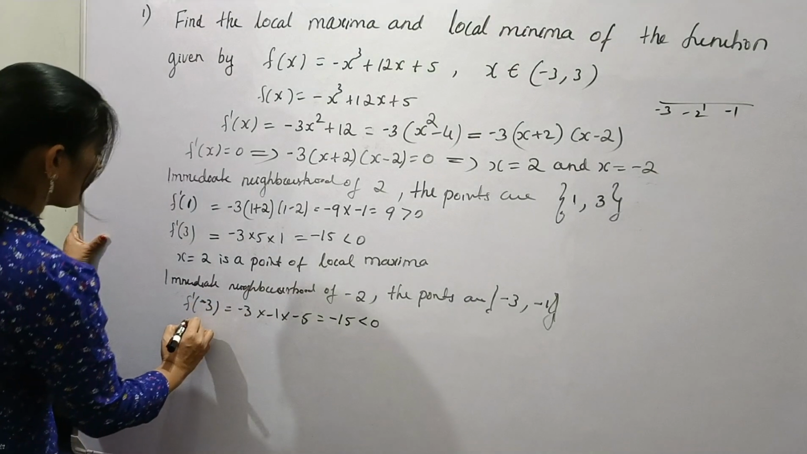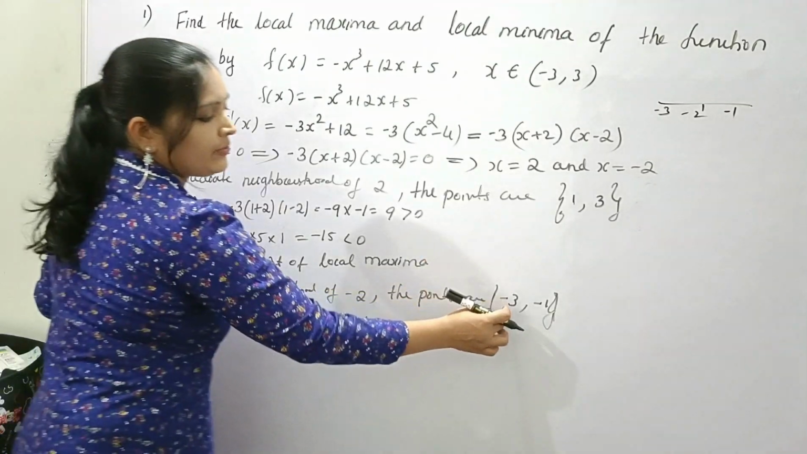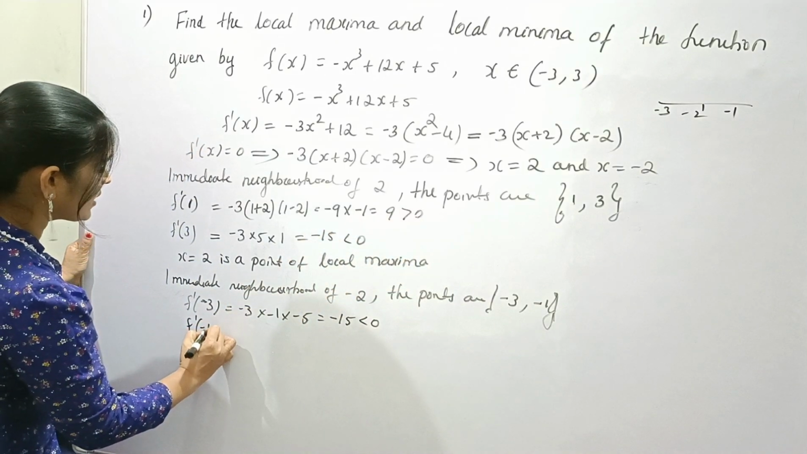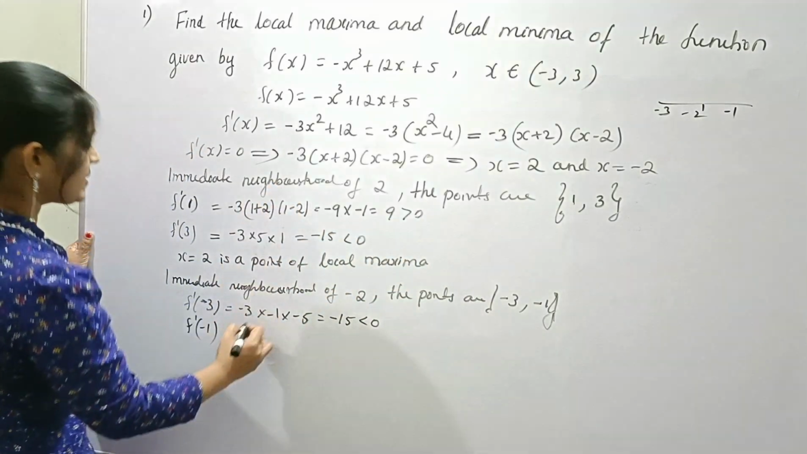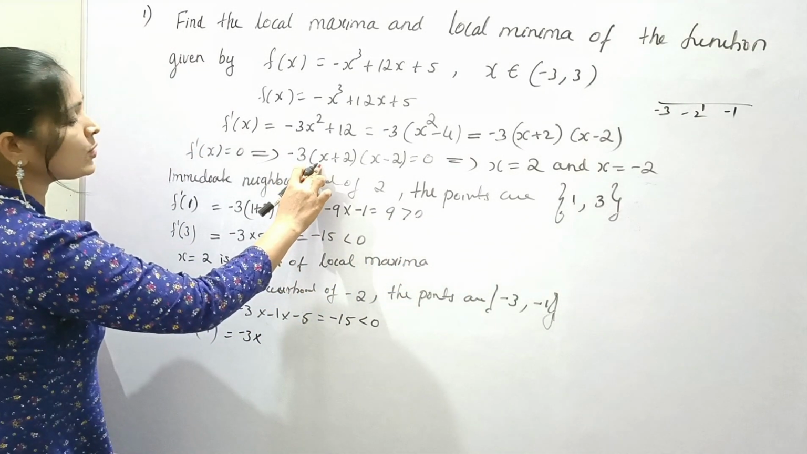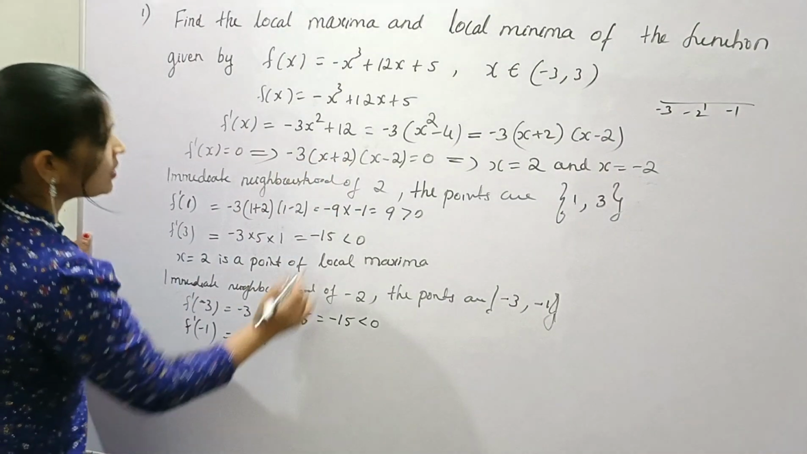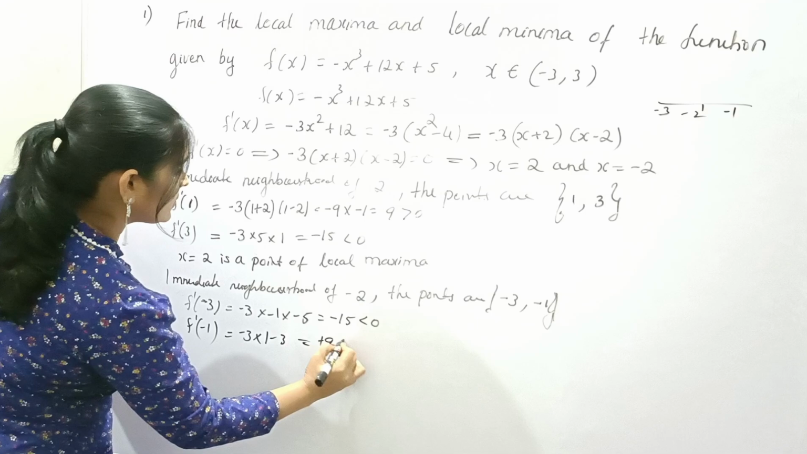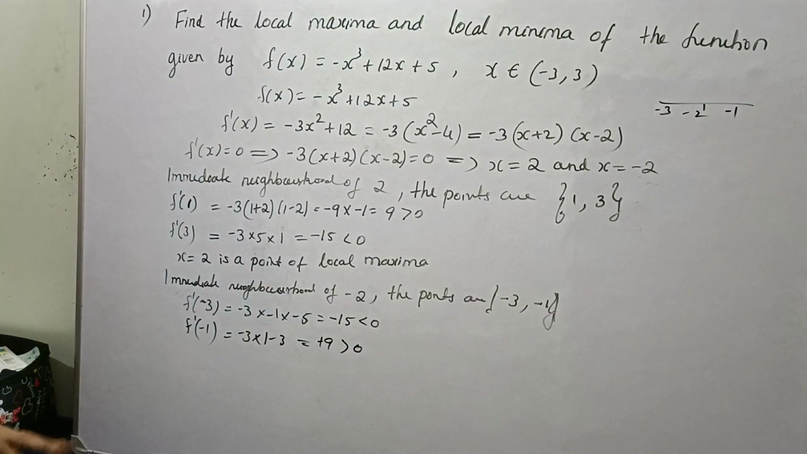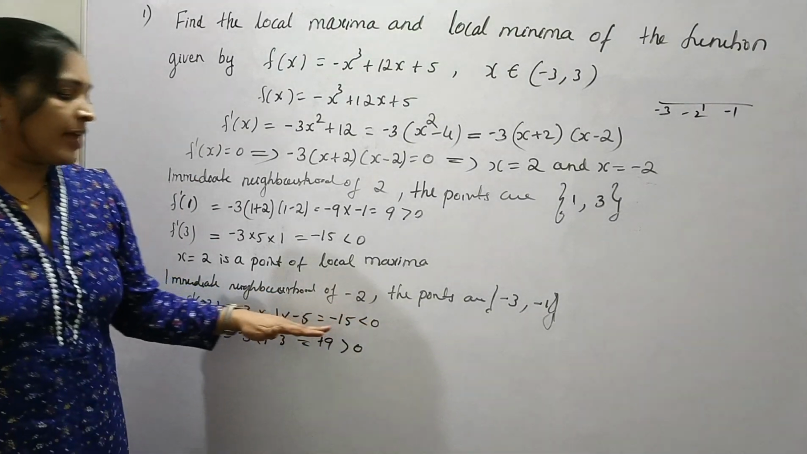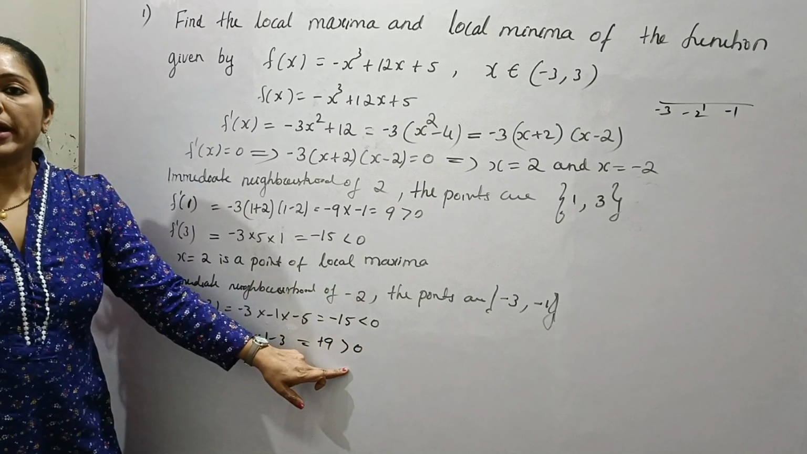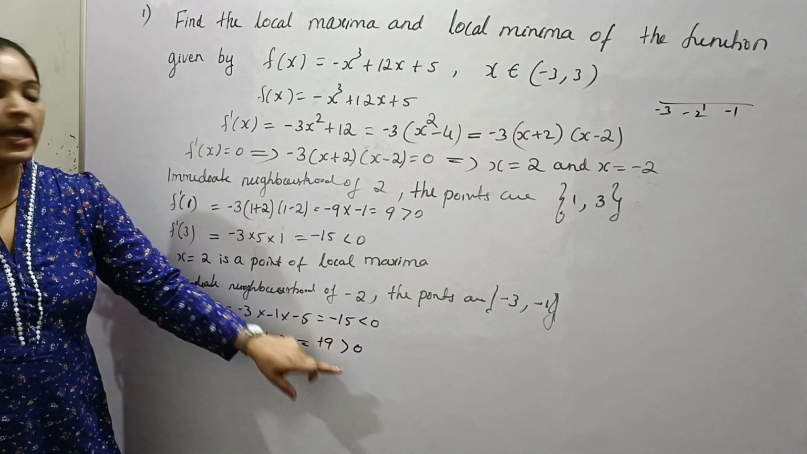Next we will find f dash of minus 1. That is minus 3 into x is equal to minus 1, so it will be 1, minus 1 minus 2, that is minus 3, now it is plus 9, that is greater than 0. See here, the sign of f dash of x changes from negative to positive.